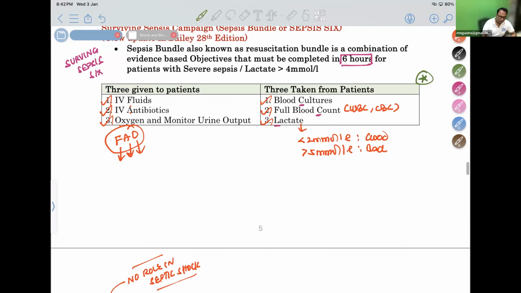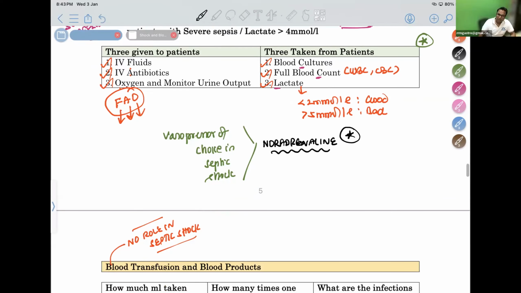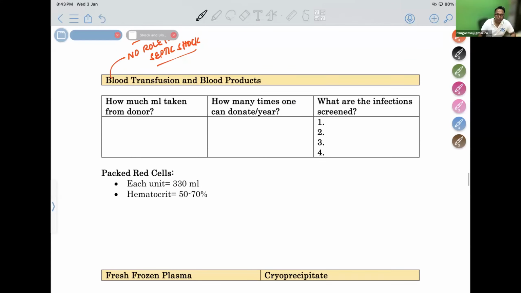Can you tell me what is the vasopressor of choice in septic shock? In shock, we will be giving adrenaline, noradrenaline, dopamine. Each shock has some vasopressor, which is discussed in medicine and pharmacology, like cardiac shock, renal failure, where you have different vasopressors. In septic shock, it is a repeat PG entrance question: noradrenaline. Noradrenaline is the best vasopressor in septic shock. And there is no role of blood in septic shock. Blood transfusion is totally related to hemorrhagic shock.